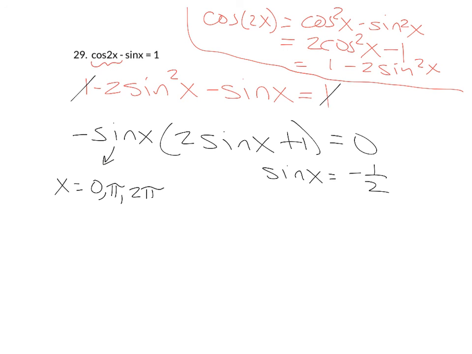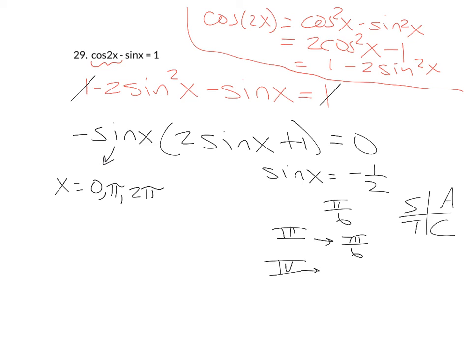That is, again, 30 degrees, pi over 6. But it's pi over 6 in the quadrants where, all students take, it's 3 and 4. So quadrant 3 is 7 pi over 6, and quadrant 4 is 11 pi over 6.